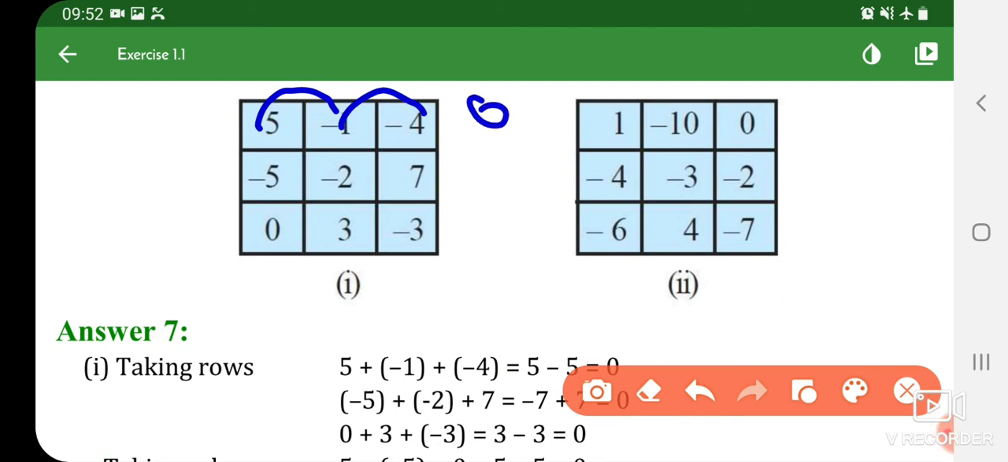Next row: minus 5, minus 2 and 7. So minus 5, and minus minus is plus, so minus 7 and this plus 7 is 0. 3 minus 3, this is also 0. That means the row answer is 0.